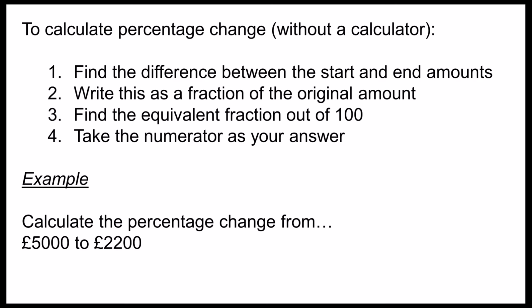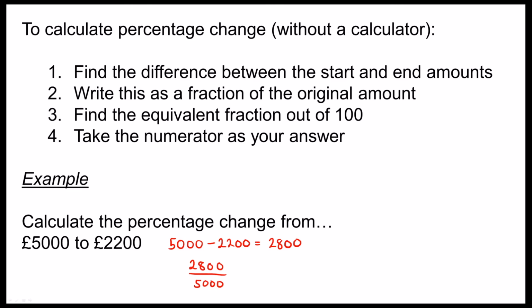The example that we've got at the bottom here is the same example that we've just completed using our calculator. Let's see if we get the same answer. So I begin by finding the difference. That's 5,000, subtract 2,200, that gives me an answer of 2,800. The next step is to write this as a fraction of the original amount. So that's 2,800 over the original amount, which is 5,000.